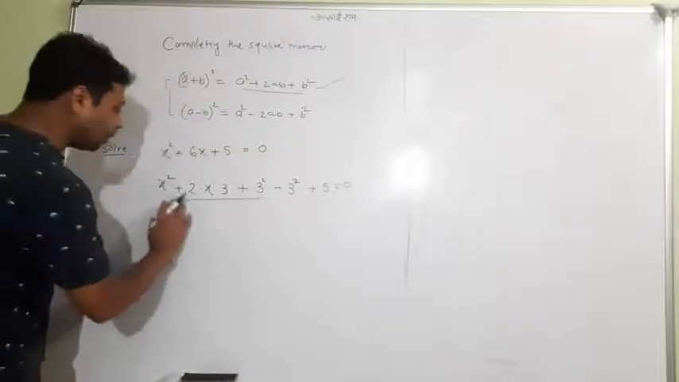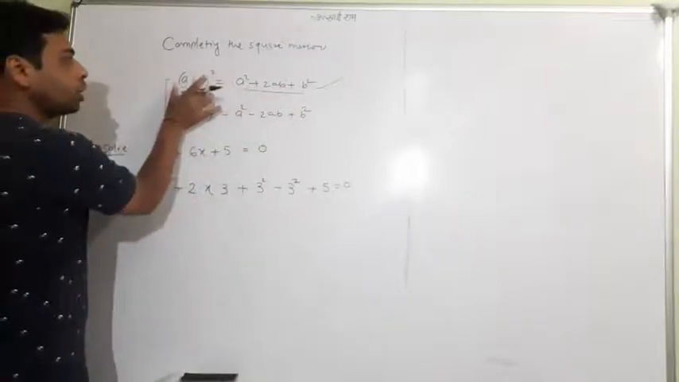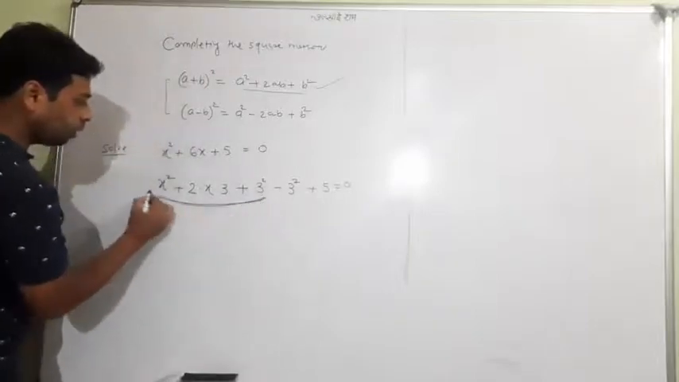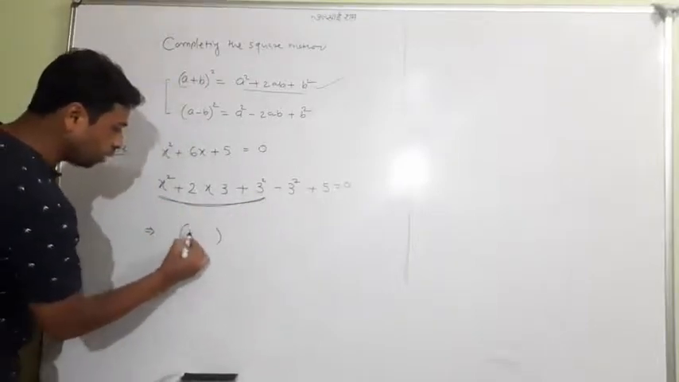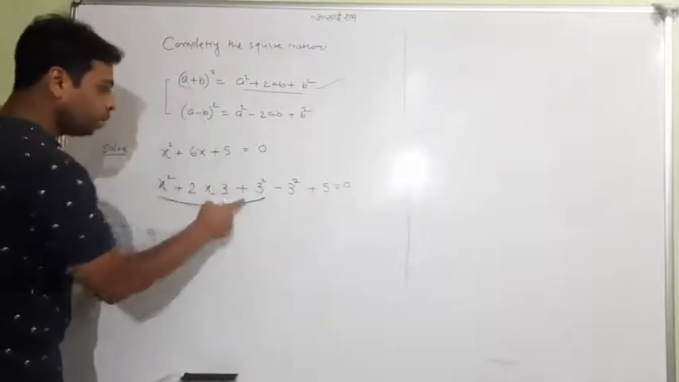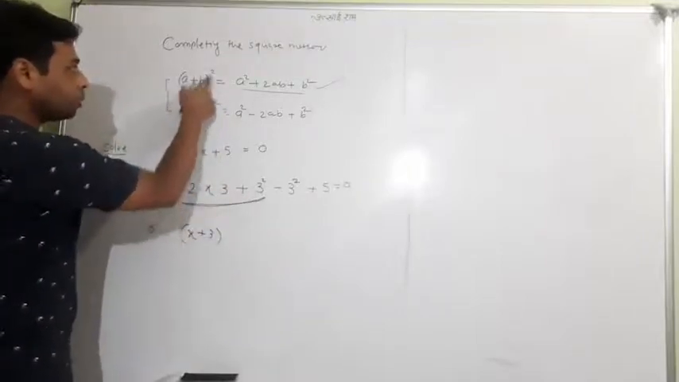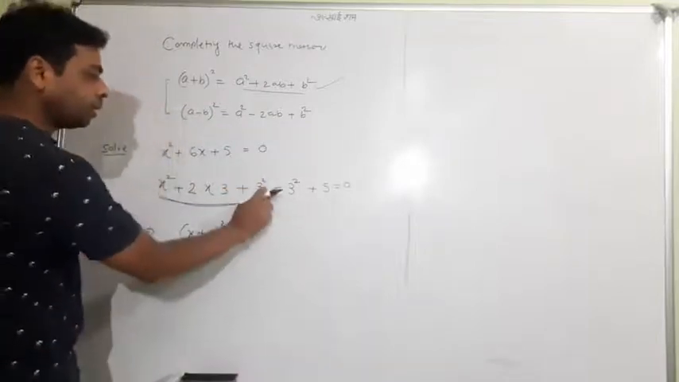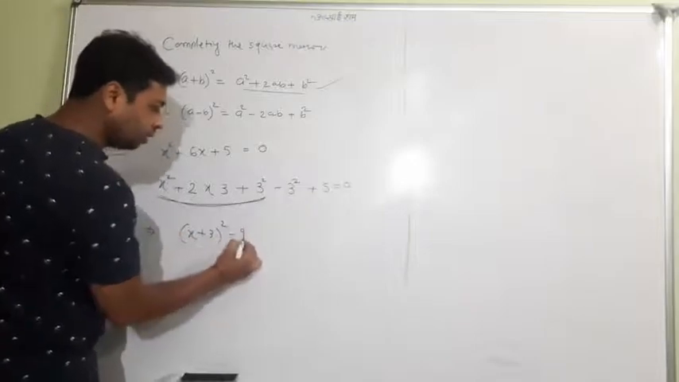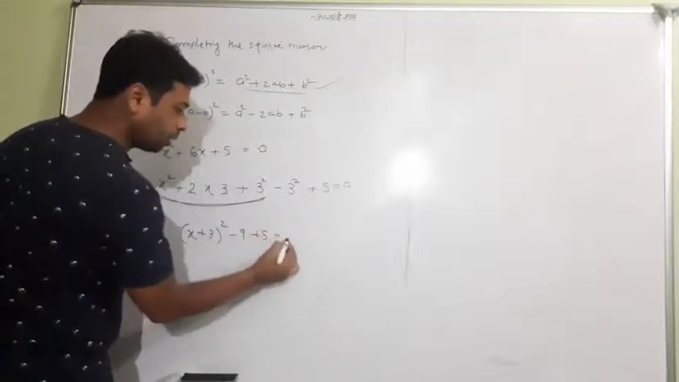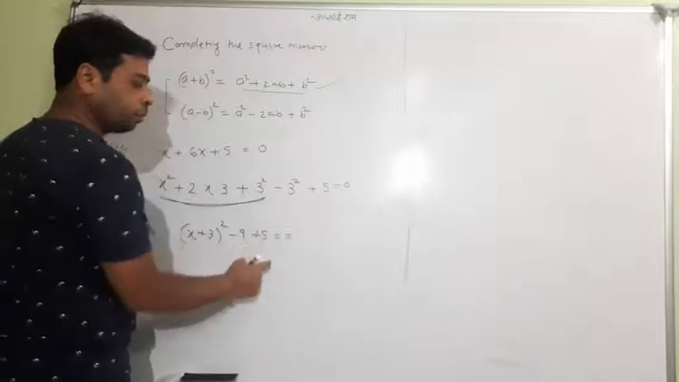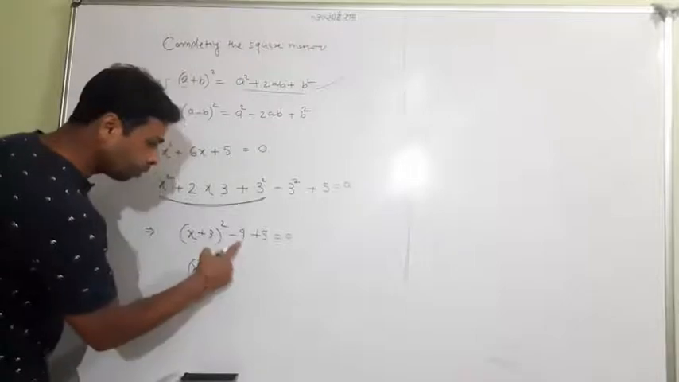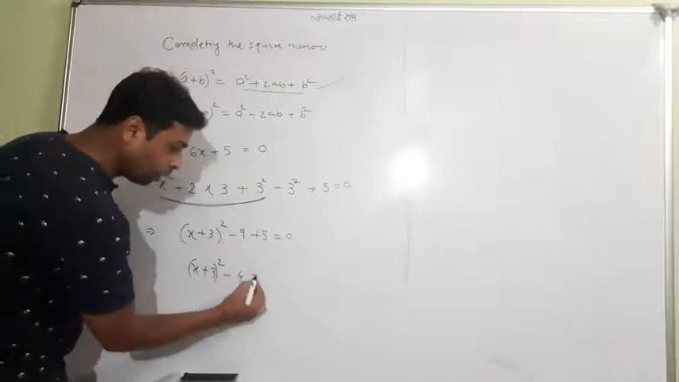Now you can compare with the formula. What is this formula saying? a plus b whole square. So instead of those, these 3 terms will be a plus b whole square. So a means x, b means 3. So the first 3 terms will now be x plus 3 whole square. And this is minus 3 threes are 9, plus 5. Look at it. Now you can simply write x plus 3 whole square, 9 and 5 will be 4, is equal to 0.